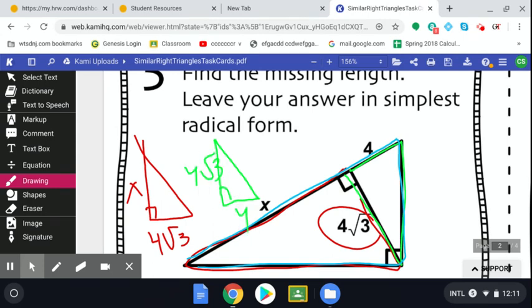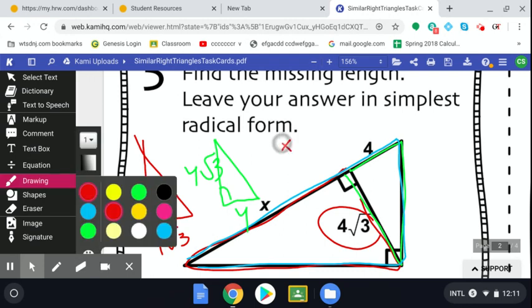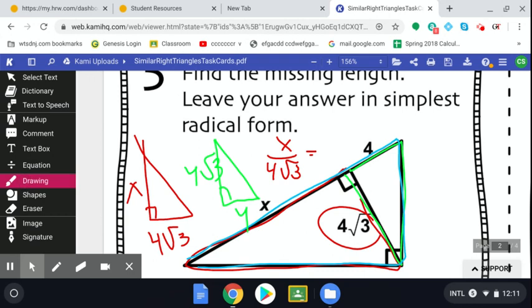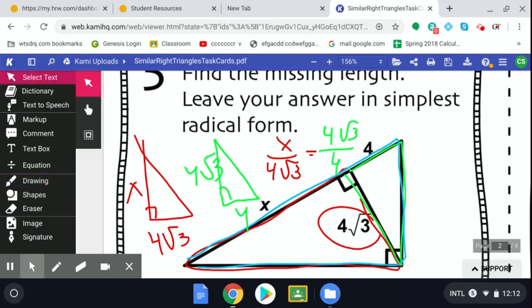Set up your proportion. And you can say that x over 4 square root of 3 is equal to 4 square root of 3 over 4, cross multiply. Okay.